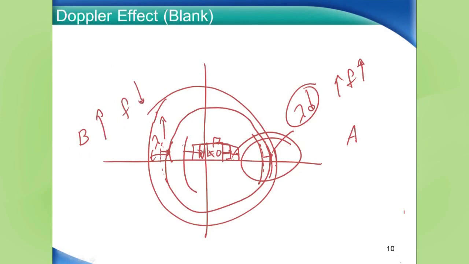And you've all heard this effect. If you've heard a train going by you at high velocity or a race car, you hear that change in pitch. It goes from high frequency to low frequency. So notice, observer A is seeing an increased frequency, so we're going to call that a positive shift. And observer B sees a decrease in frequency, so we're going to call that a negative shift.